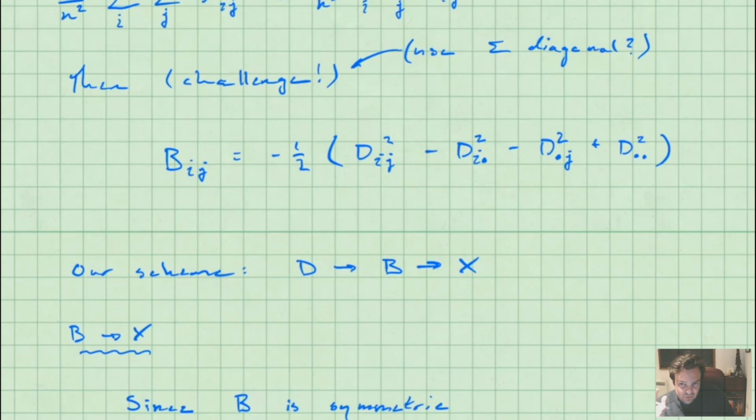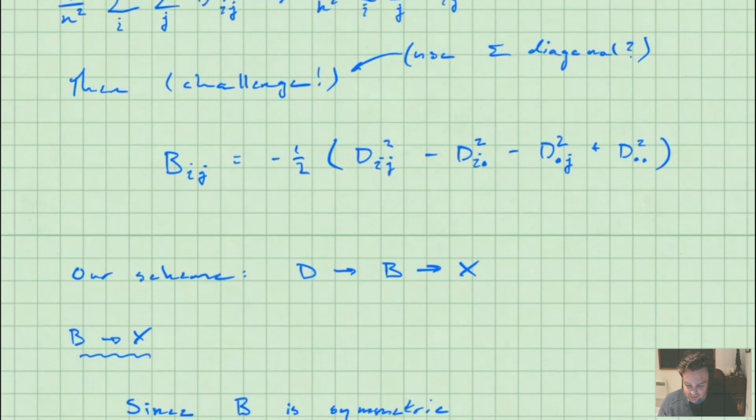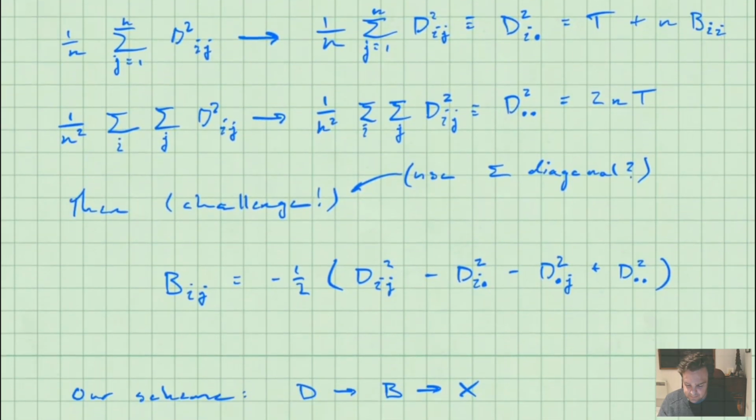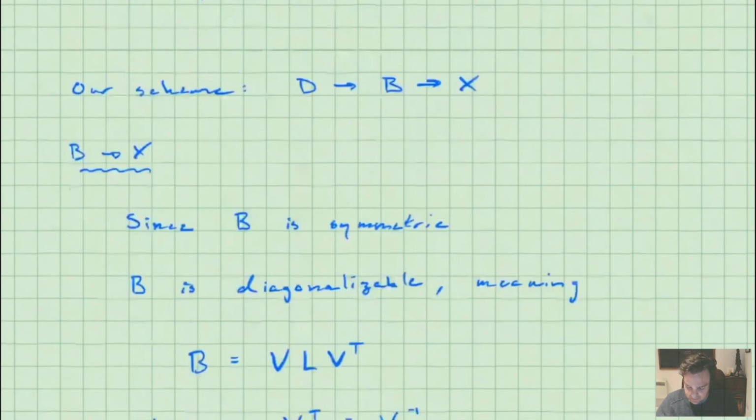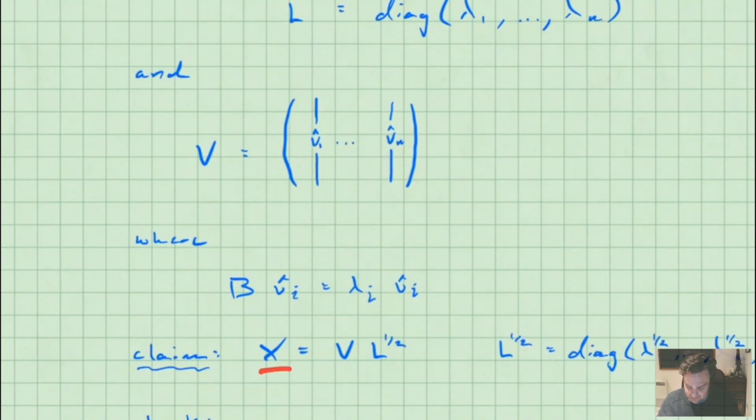But even if you didn't do the proof and you didn't fill in the holes, you could in principle, if you wanted to, code up principal coordinate analysis now, because you know how to go from the distances to the B's, if you trust this equation. And then you know how to go from the B matrix to the X matrix.